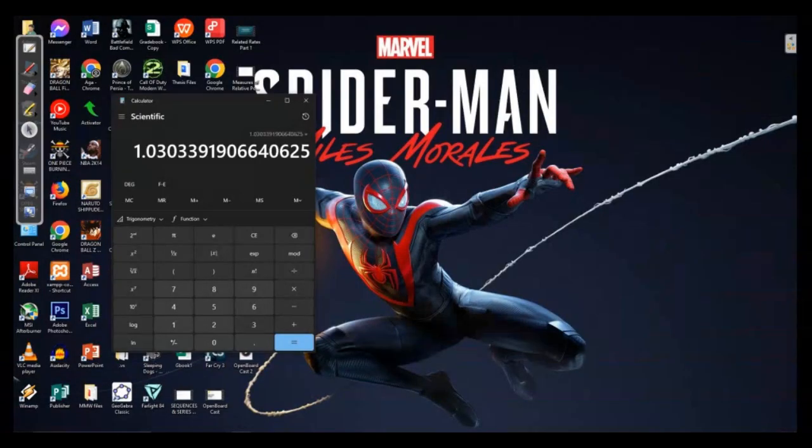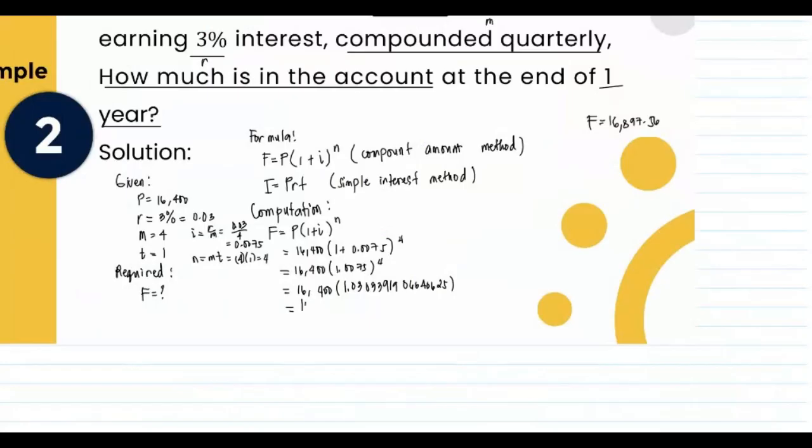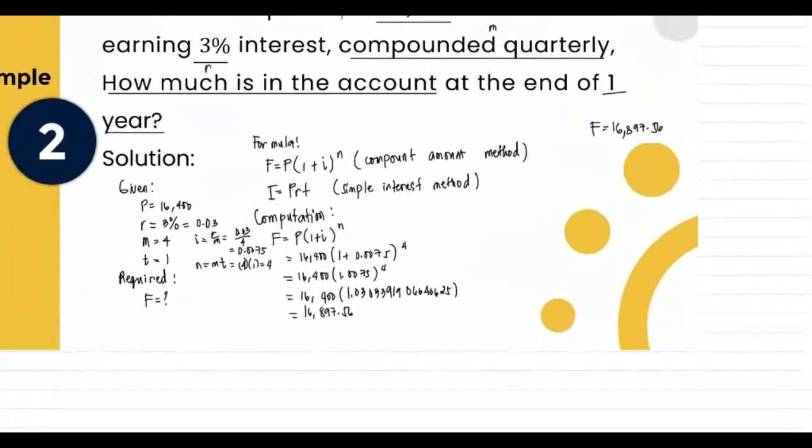So we multiply this value with 16,400, which is our principal. And then as you can see, we would get 16,897.56 still. So if you observe, we still arrive with the same value. So again, it depends on you, which one you are more comfortable with. For this case, it would be much better if we use the formula, because anyways, it would still give you the same value.